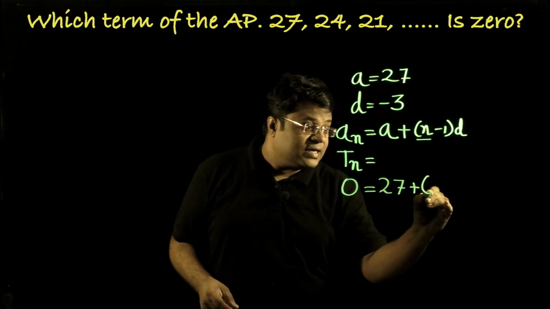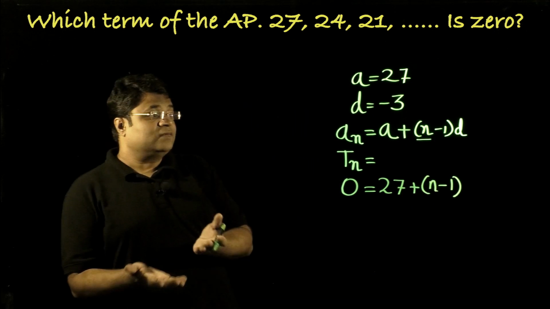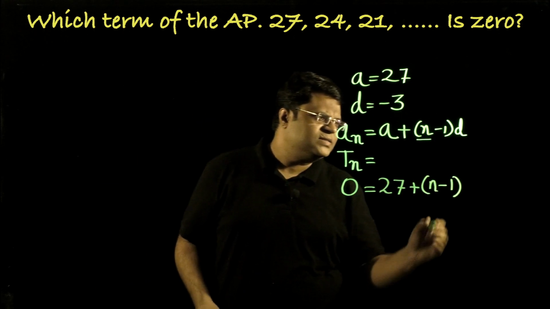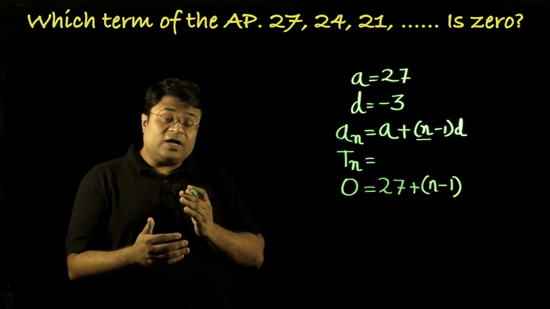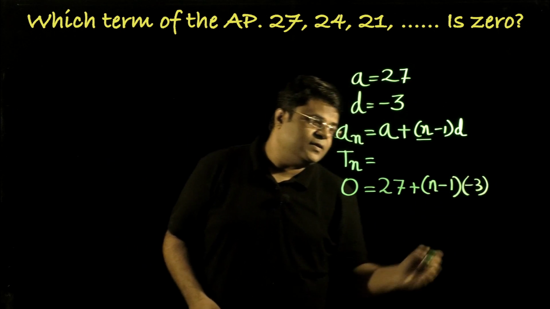What is the nth term? I don't know that, I want to find it. You want to find it? I've just put the formula. Nothing else we have to accept. What do you do with the common difference? You know the common difference is -3.